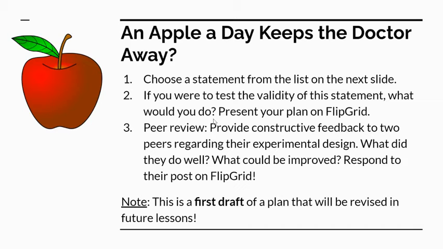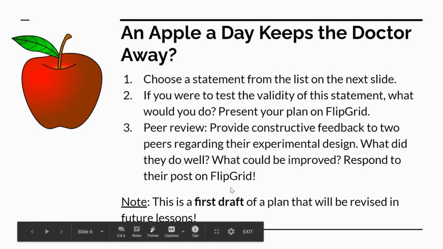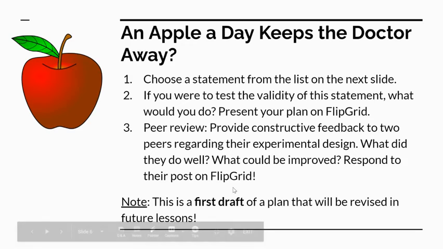You'll present your plan on Flipgrid. With Flipgrid, it will be visible to your peers. So once you post your plan, you will look at the plan of at least 2 peers and provide constructive feedback to them. What did they do well? What could be improved? You can respond directly to their post on Flipgrid with another video response. Please note, this is a first draft of a plan that will be revised in future lessons. So you will take another look at this plan after the peer review process and improve it as we move through the unit.